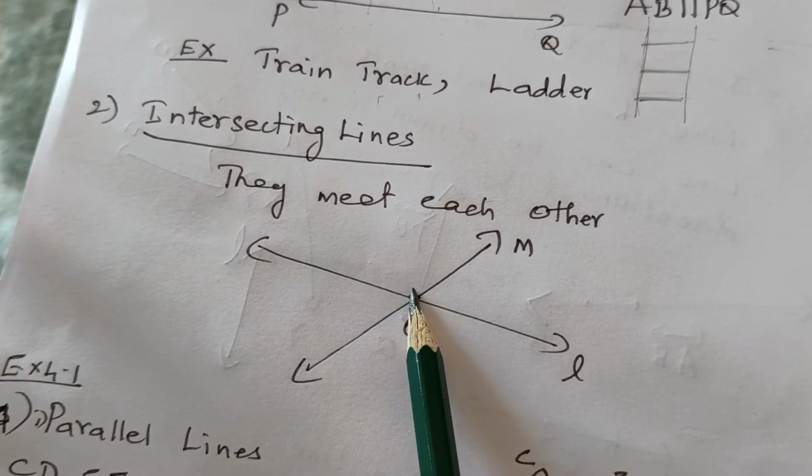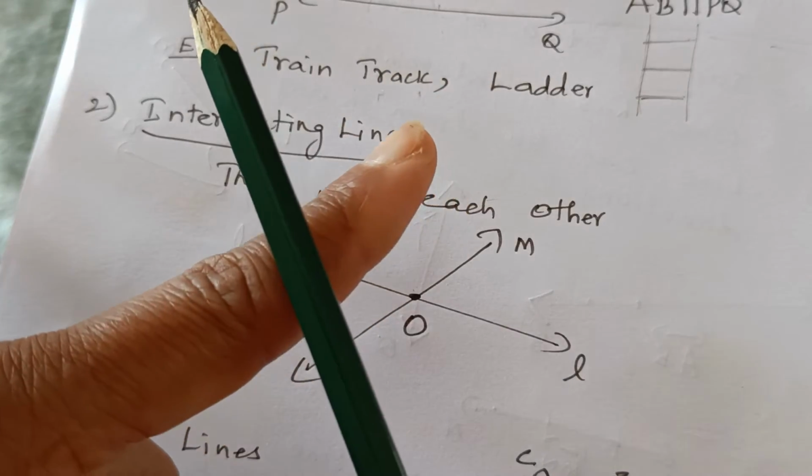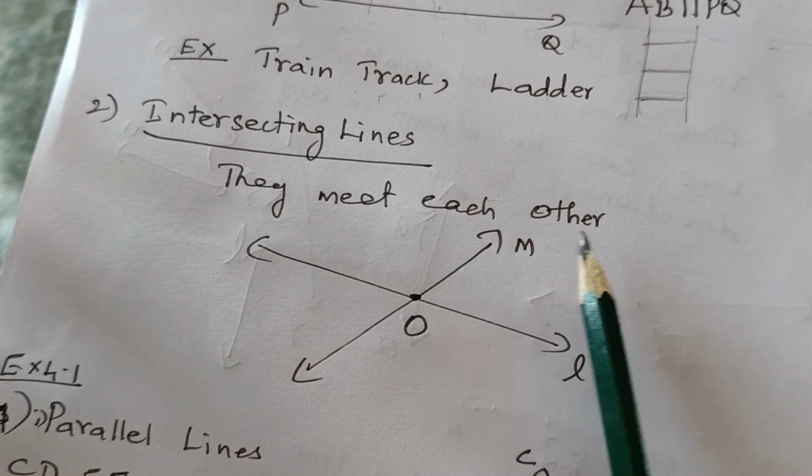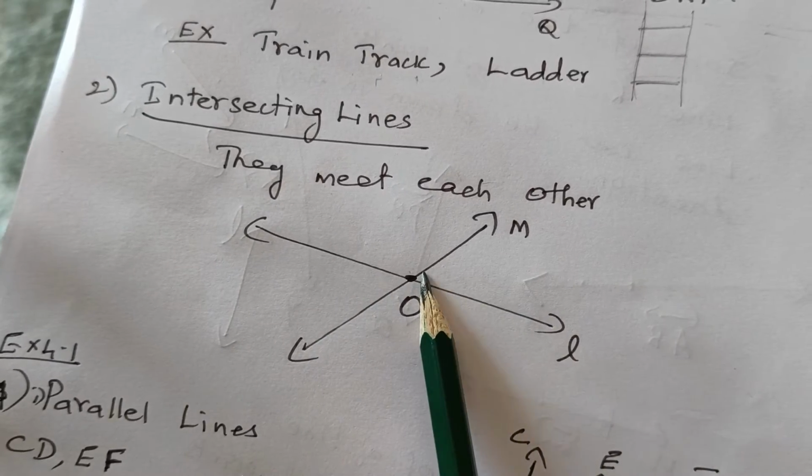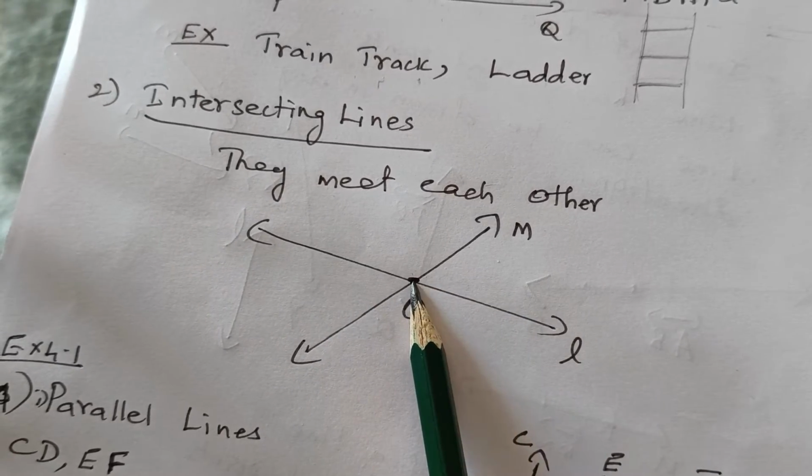They meet each other. They meet at a point. They cut across. They are called intersecting lines. They meet at only one point. Two lines can meet at only one point, not more than that.